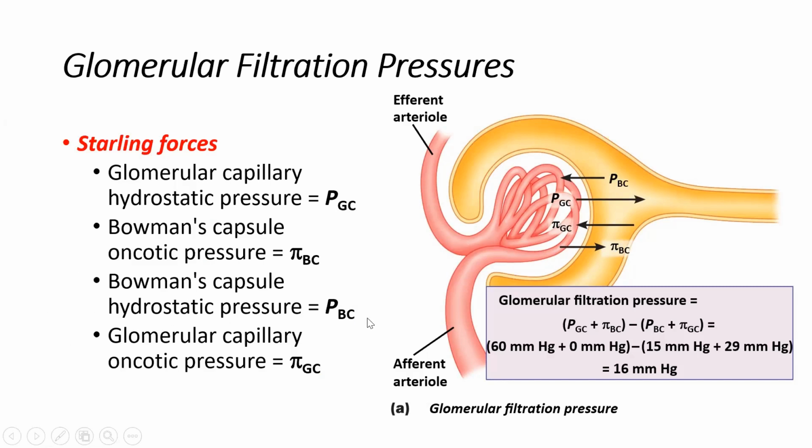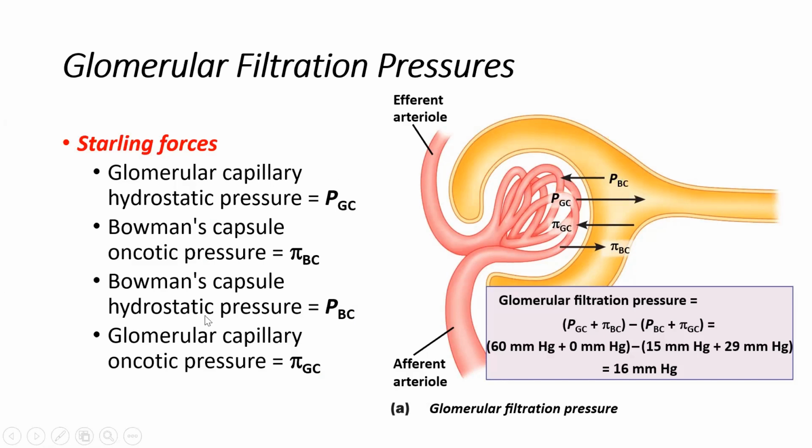The third Starling force at play here is the Bowman's capsule hydrostatic pressure. Again, think about where the force is located. It's in the Bowman's capsule. And then think about what type of force it is. It's a hydrostatic pressure exerted by the amount of fluid in the Bowman's capsule. And so that is going to be a push force. So if we're standing in the Bowman's capsule and we are exerting a push force, that would be a force moving back into the glomerulus, okay? So that would be represented by this large P and BC, and that force goes back into the glomerulus from the Bowman's capsule.